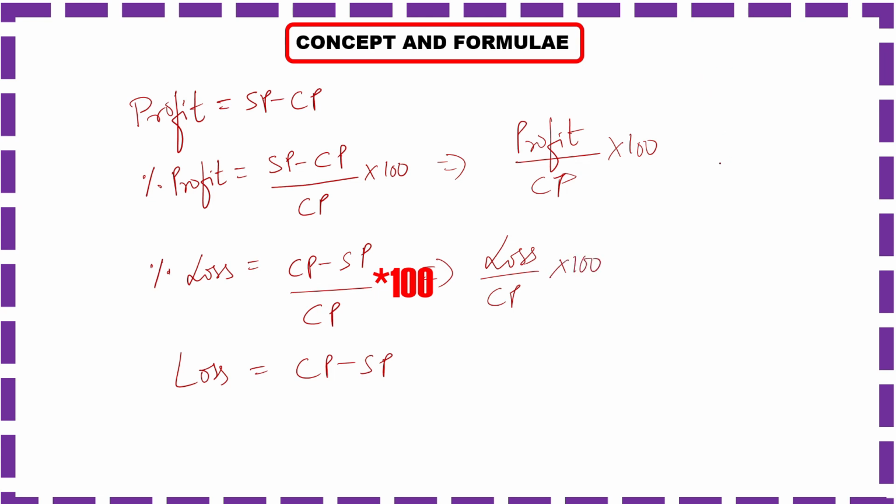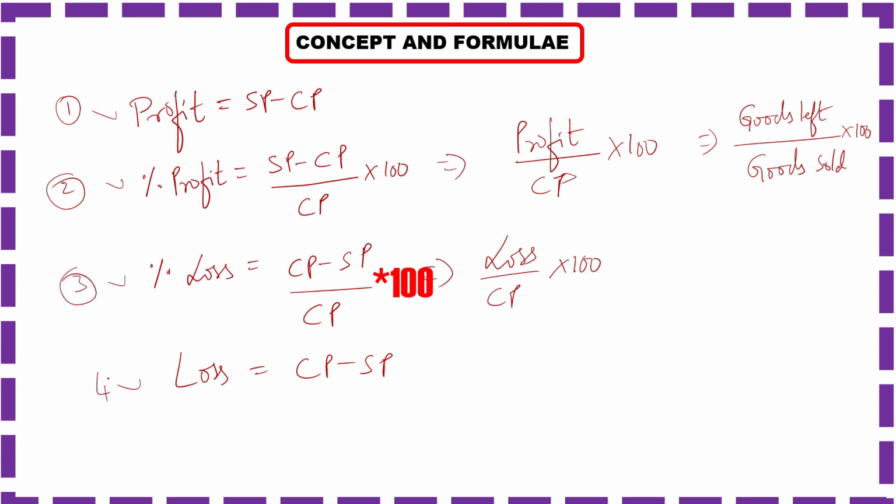And for profit percent, we have one more formula. We can use this in some problems. Just remember this: profit percent is equal to goods left by goods sold into 100. See, we will solve each and every problem with each and every formula. Okay, we will apply all these formulae in the problems so that you can learn how to use these formulae. Okay, so this is the first one, second, third, fourth.